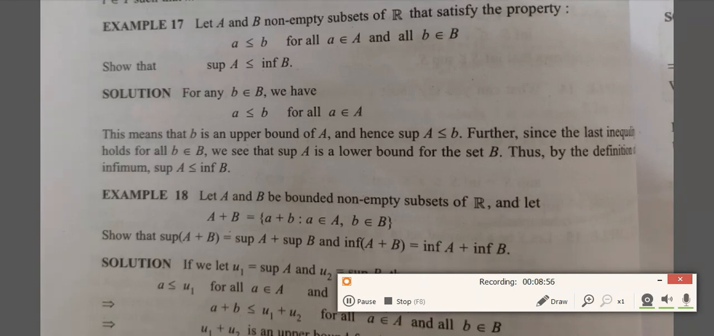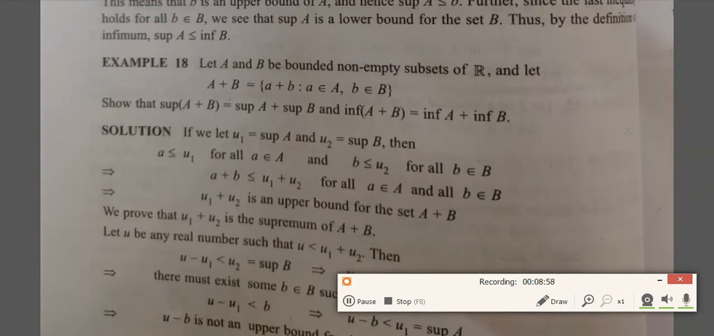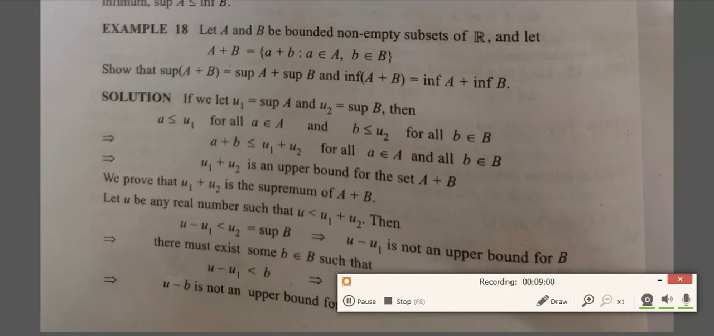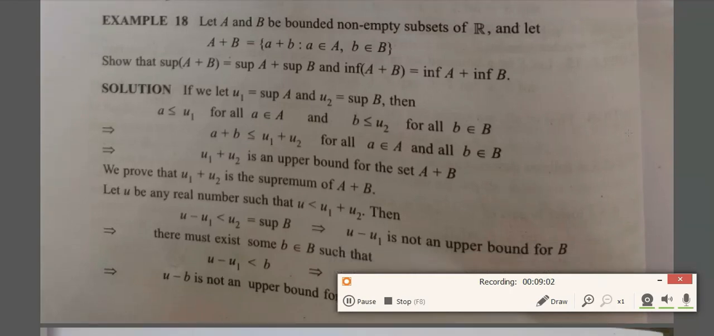Now we have the next example. Let A and B be two bounded non-empty subsets of R, and we define A plus B as the set of all a plus b where a belongs to A and b belongs to B. We have to show that the supremum of A plus B is the same as the supremum of A plus the supremum of B, and the infimum of A plus B is the same as the infimum of A plus the infimum of B.